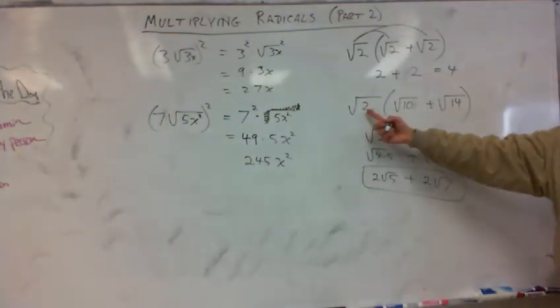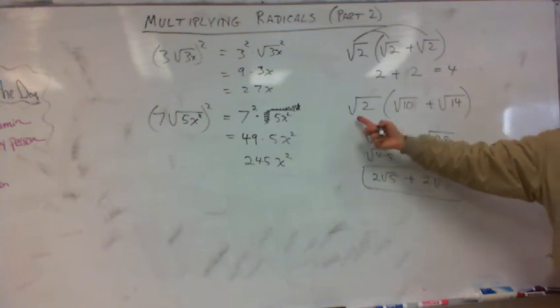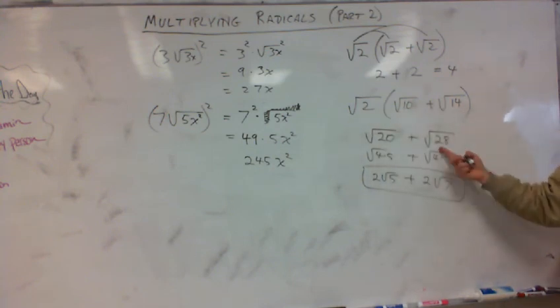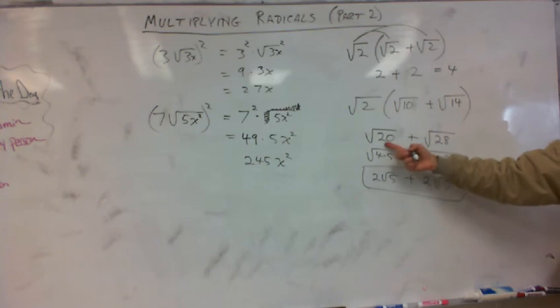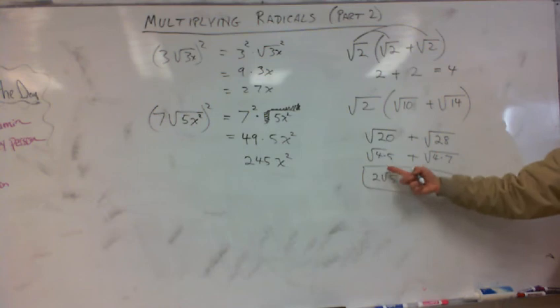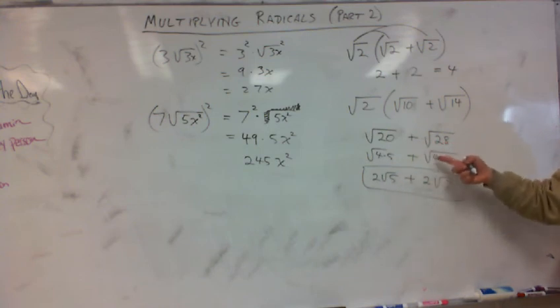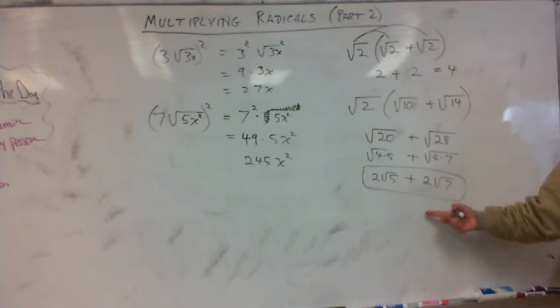So square root of 2 times the square root of 10 is the square root of 20. Square root of 2 times the square root of 14 is the square root of 28. So now I think, the largest perfect square that goes with 20 is 4. So that's the square root of 4 times 5, which is 2 times the square root of 5. Plus, this is 4 times 7, 2 times the square root of 7. Now, can I go further?